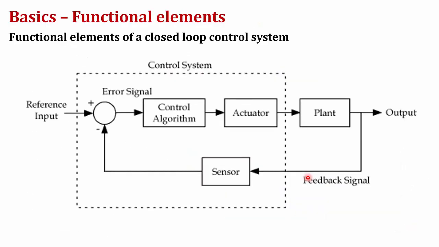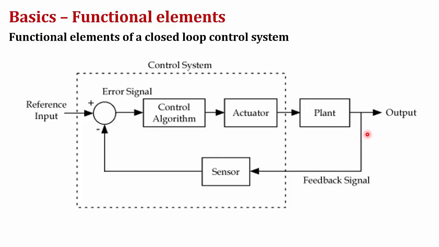Basic functional elements of a control system. We have a reference input, as mentioned here. As I mentioned earlier, the output and the reference input are compared, and the result is given as an error signal to the controller, where we get the manipulated input. That input is given to the plant, so automatically we get the desired output here.